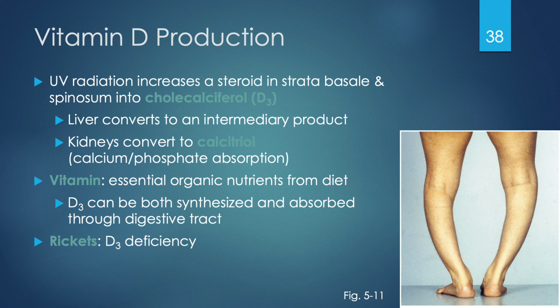So the image on the right, which is figure 5.11 in your text, is showing you clinically what the presentation is of rickets. And you can see that the legs bow out laterally at the knees. And they do this because the bones are actually too weak because there is a deficiency of calcium absorption because of the cholecalciferol deficiency.